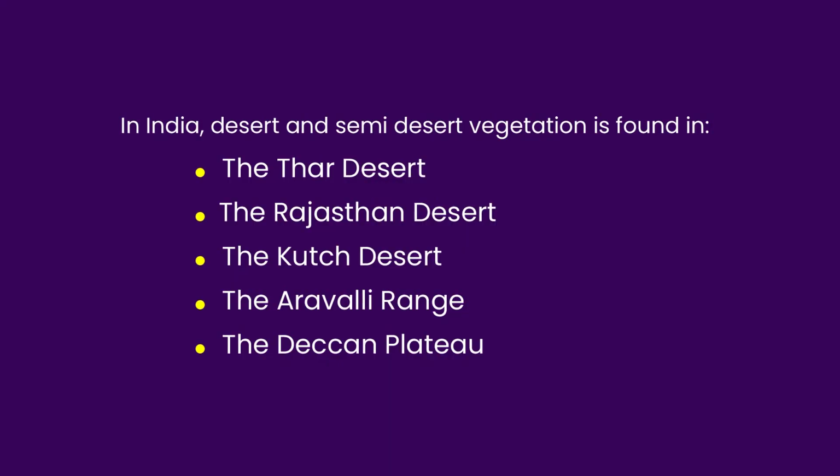For example, cacti have spines to protect themselves from animals and to reduce water loss. Succulents have thick leaves or stems that store water. Shrubs have deep roots that help them to reach water that is deep underground. Grasses have a waxy coating on their leaves that helps reduce water loss. The fauna includes camels, fennec foxes, jerboas, meerkats, lizards, snakes, tortoises, etc. In India, this type of vegetation is mainly found in the Thar Desert, Rajasthan Desert, Kutch Desert, Aravalli Range and the Deccan Plateau.